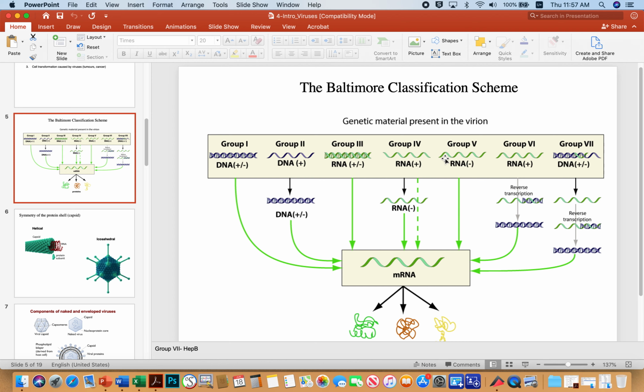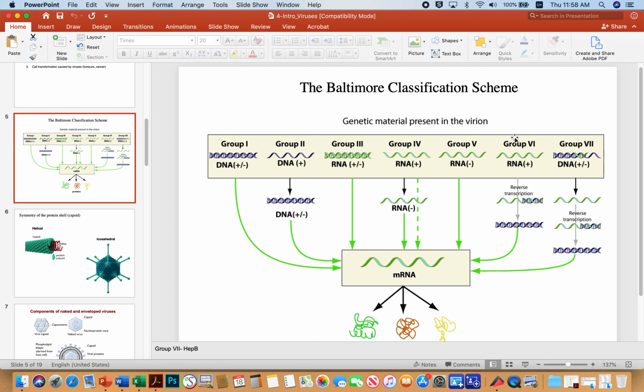The group 5s are single-stranded RNA viruses with a minus orientation, though not necessarily a single strand, as you'll see. So again, these minus-stranded viruses have to make a plus strand of messenger RNA to facilitate translation into proteins.